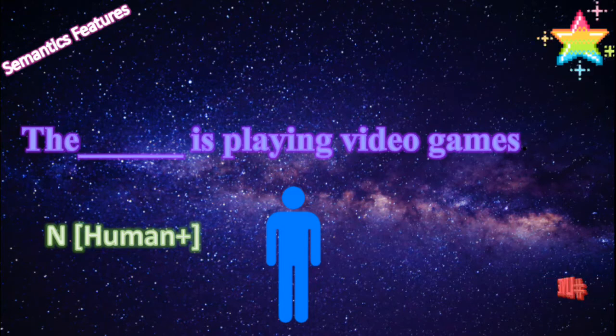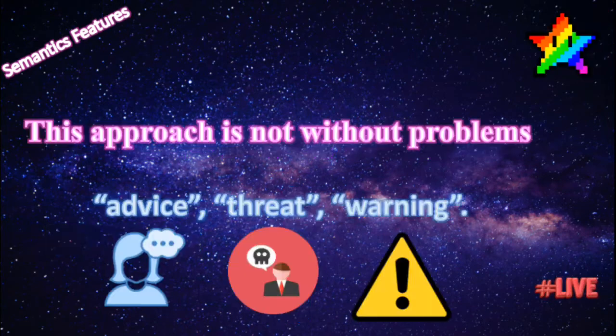This approach helps us to predict which nouns make this sentence semantically odd. Some examples that don't have the required feature human plus are chair, dog, and computer. Although we can have an idea of the semantic features of a word, this approach is not without problems, since it just outlines the conceptual components of a word meaning.